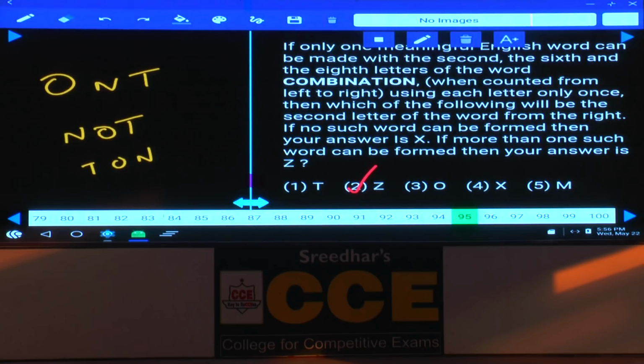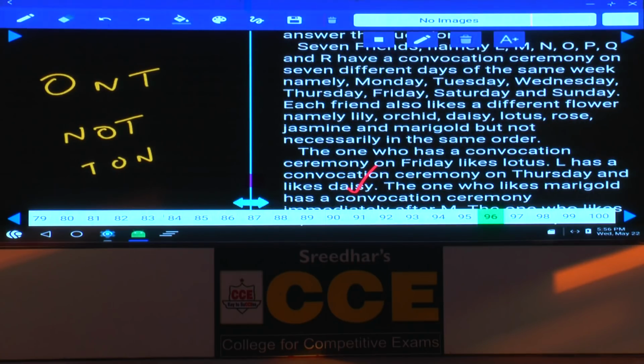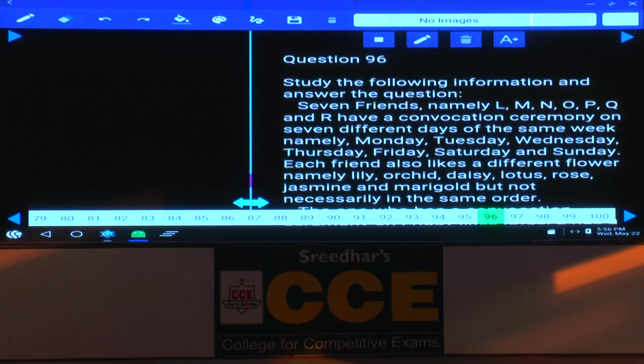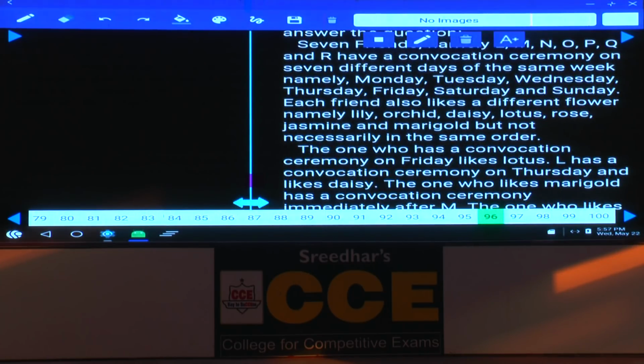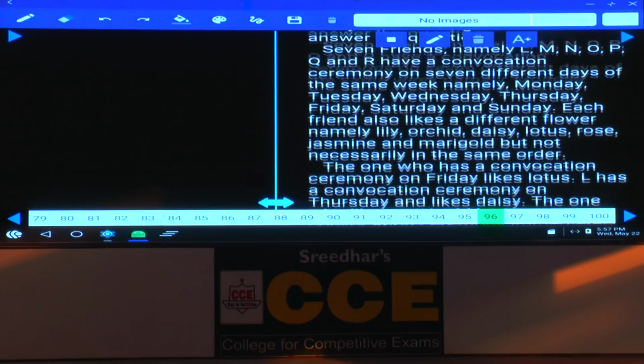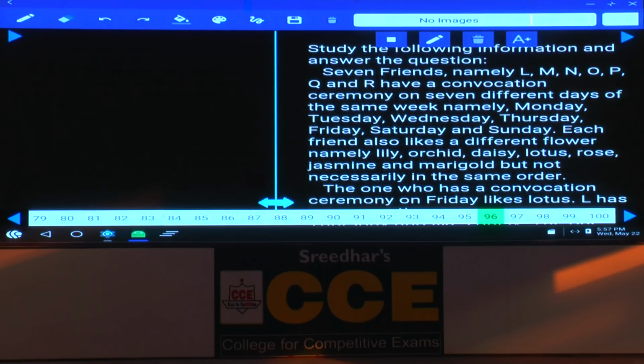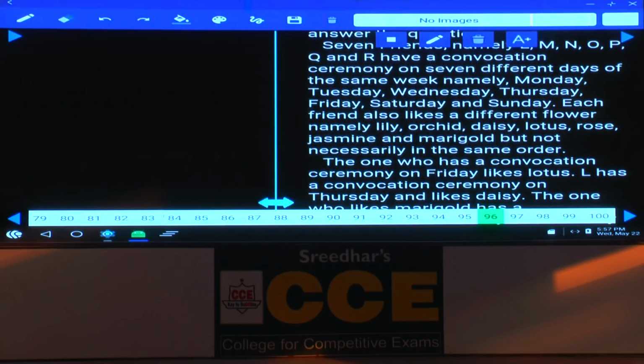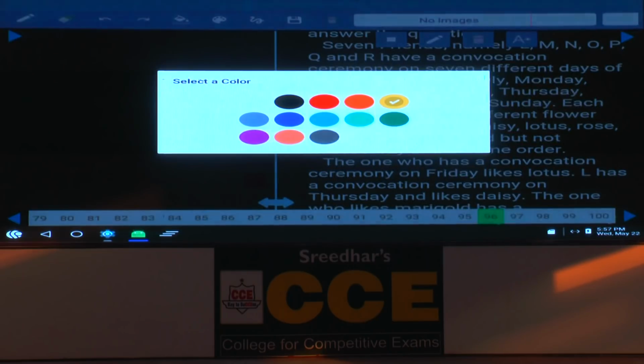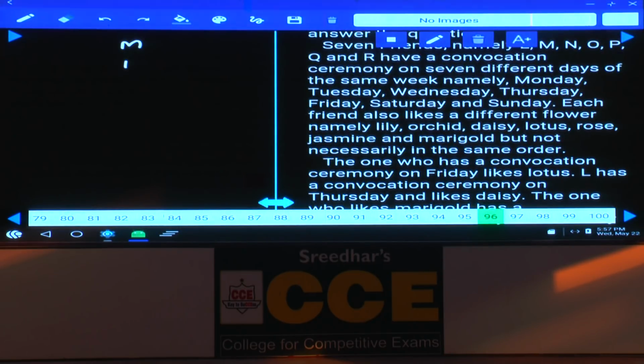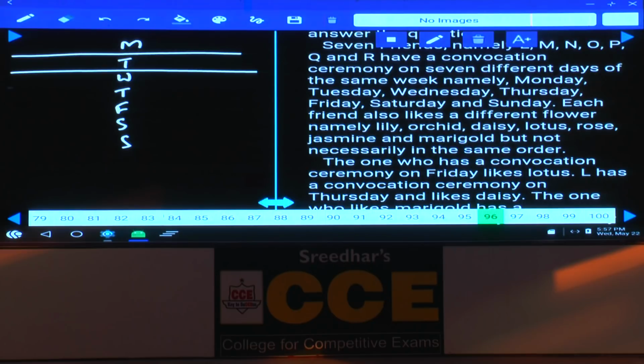Then 96 to 100. Now in this 96 to 100, 7 friends, who are those 7 friends? L, M, N, O, P, Q and R are having a convocation ceremony on 7 different days of the same week, starting from Monday and ending on Sunday. Monday, Tuesday, Wednesday, Thursday, Friday, Saturday and Sunday, isn't it? And each also likes a different flower. The flower is also clearly given here.